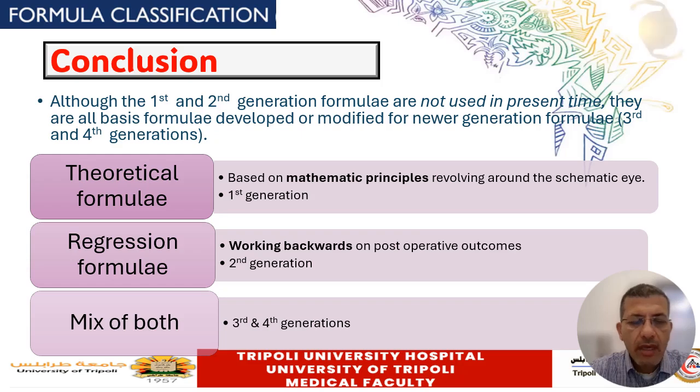So before I go to the third and fourth generations, to summarize what we have said earlier: the first and second generations are no more used and are obsolete, because the first generation is purely theoretical formulas and the second generation is purely regression analysis formulas. The third and fourth generations use a combination of both the theoretical as well as the regression analysis, and they modify the result using different variables and different constants. In the next coming slides, I will speak in more detail about the third and fourth generations.